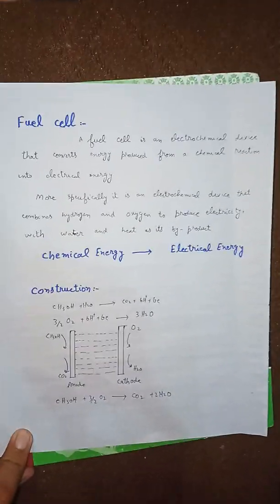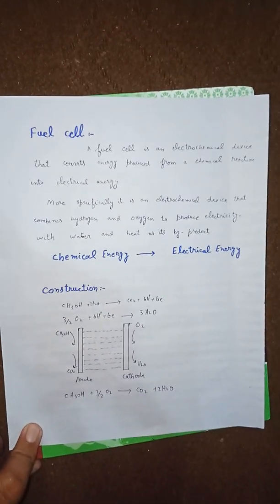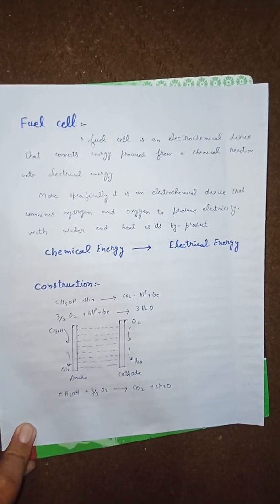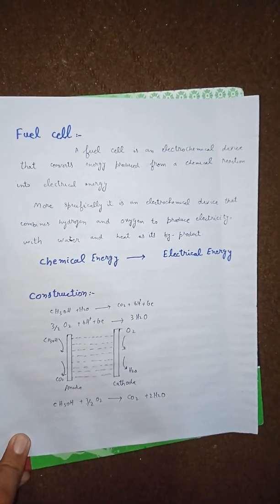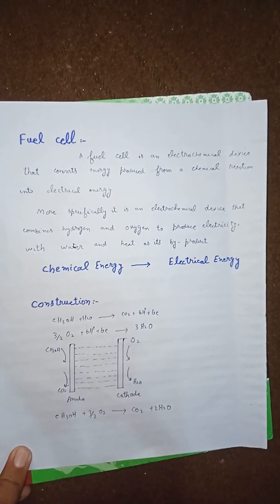Today the topic of discussion is fuel cell. A fuel cell is an electrochemical device that converts energy produced from a chemical reaction into electrical energy. More specifically, it is an electrochemical device that combines hydrogen and oxygen to produce electricity with water and heat as its byproduct. Now we move on to its construction.